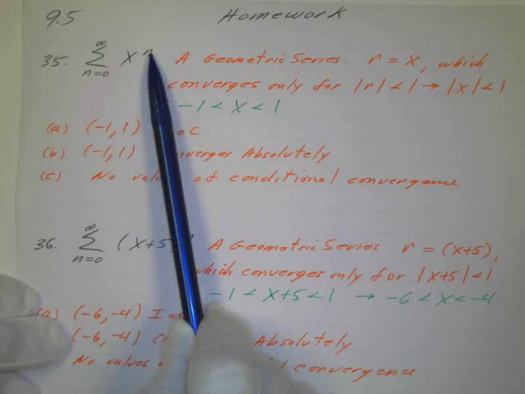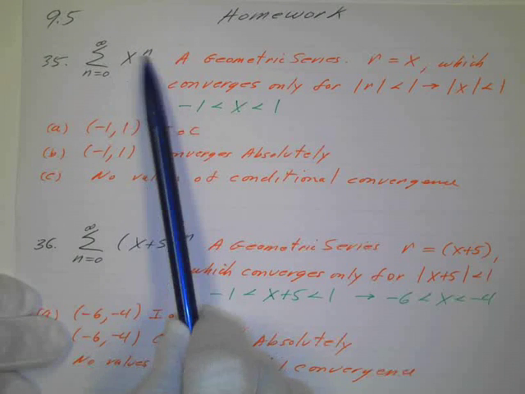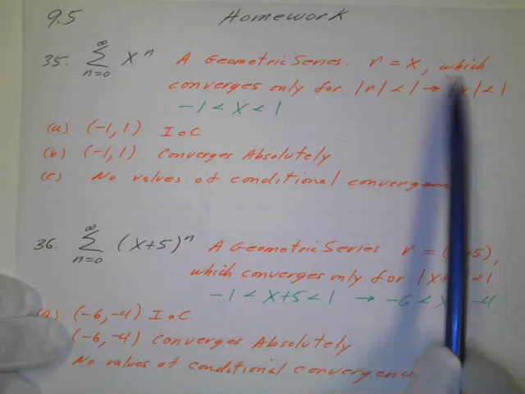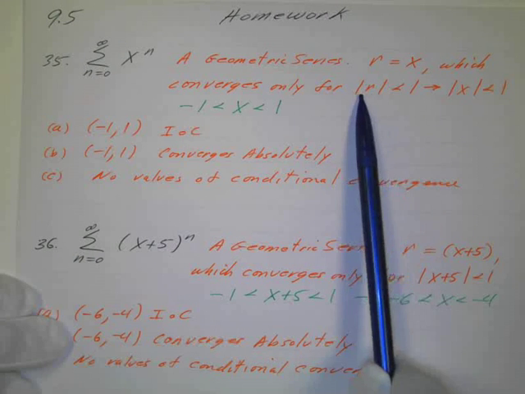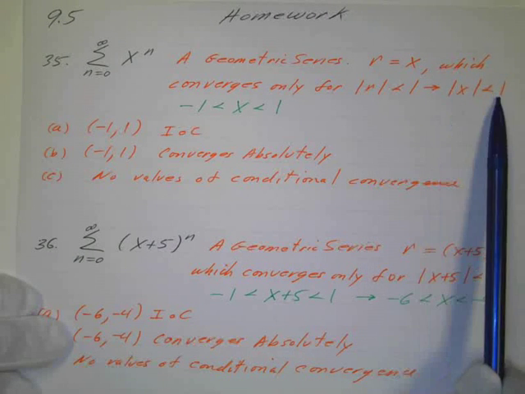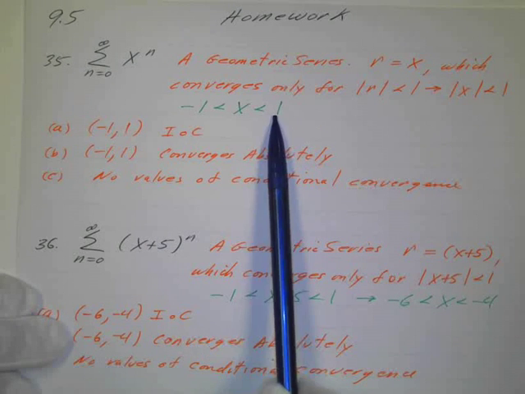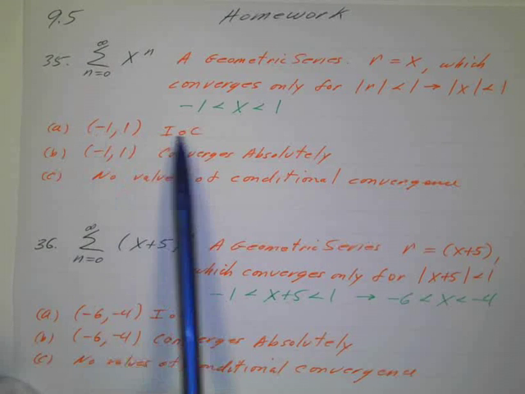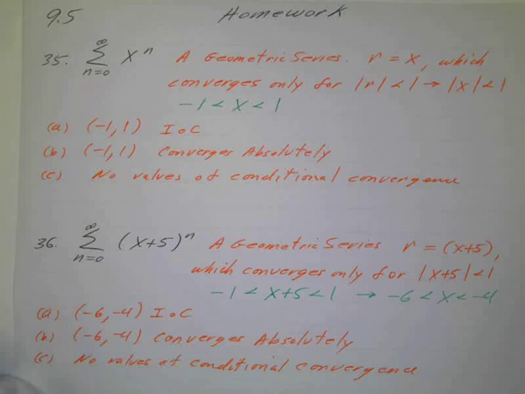that would start out with 1, then x to the first, then x squared. Then it's a geometric series where r equals x, and that converges only for the absolute value of r less than 1, which actually means the absolute value of x is less than 1. That means x is between -1 and +1. So this is the interval of convergence, the IOC. Open, -1 to 1 open.